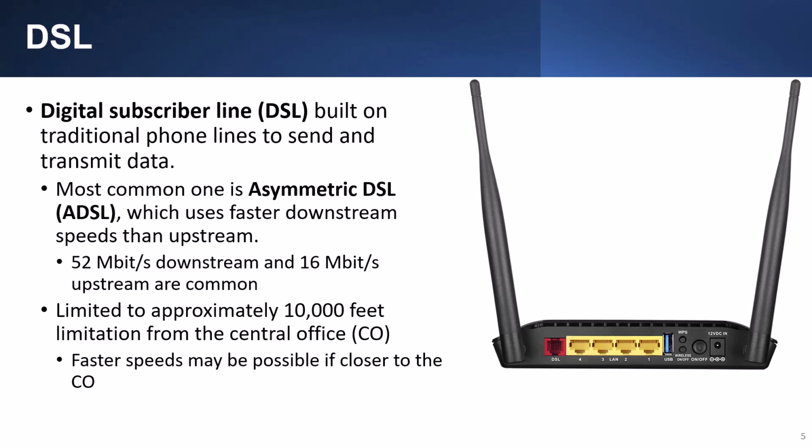Digital Subscriber Line, or DSL, is built on traditional phone lines to send and transmit data. Most common one is asymmetric DSL, or ADSL, which uses faster downstream speeds than upstream. 52 megabits per second downstream and 16 megabits per second upstream are common. It is limited to approximately 10,000 feet from the central office, or CO. Faster speeds may be possible if closer to the CO.